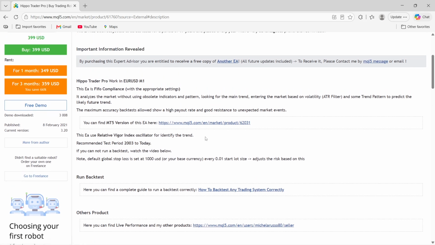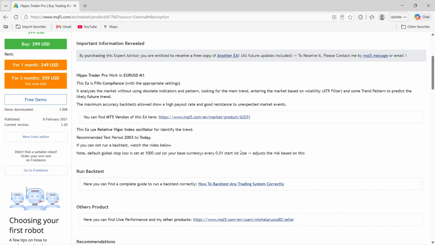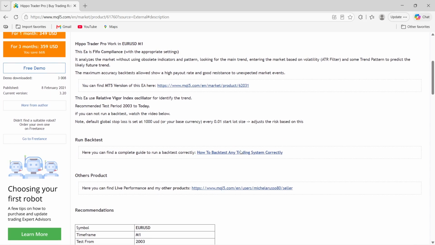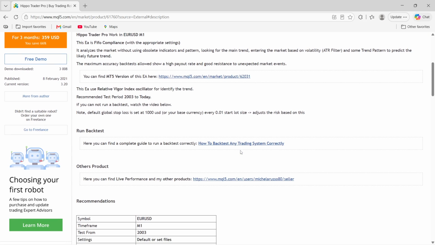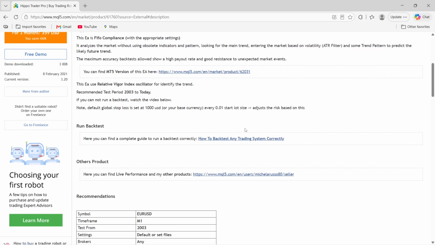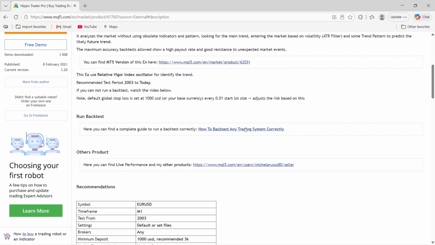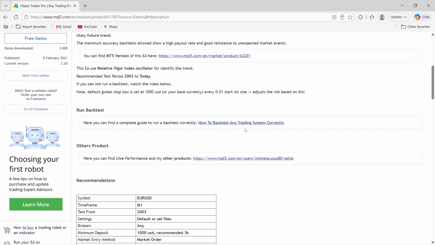Okay, you can see we have that over here, and it's designed to work during the Asian and European sessions and claims to have undergone stress tests over a long historical period. Importantly, it is FIFO compliant with appropriate settings, and it uses a global stop loss that adjusts risks based on lot size. The developer positions it as a system with good resistance to unexpected market events and offers a free copy of another EA upon purchase.